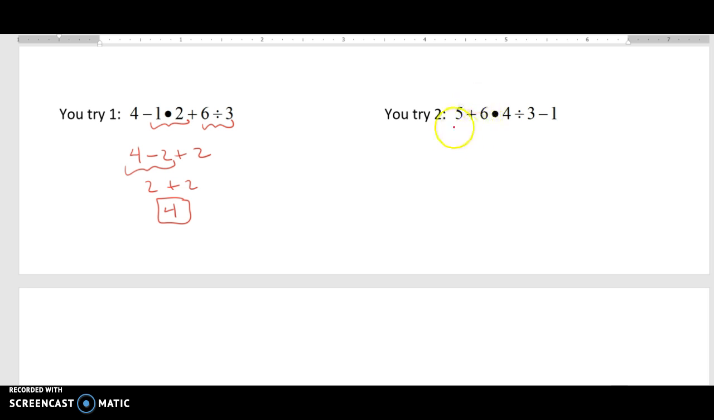You try number 2. I scan. Now, notice this multiplication. I have to stop and do this, then go to the division. All right. So 5 plus 6 times 4 is 24, divided by 3 minus 1. Now I can stop, do the 24 divided by 3. 5 plus 8 minus 1. Now the addition and subtraction. 13 minus 1 is 12.